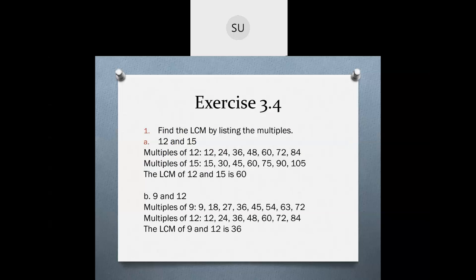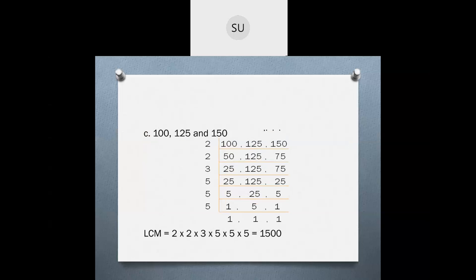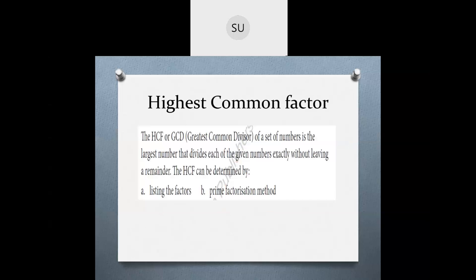Then we saw different problems on all the methods for LCM. Then in the last class we studied what is the highest common factor or HCF, correct? So the HCF or GCD of a set of numbers is the largest number that divides each of the given numbers exactly without leaving a remainder. Okay, so HCF can be determined by two methods, the listing the factors method and the prime factorization method.